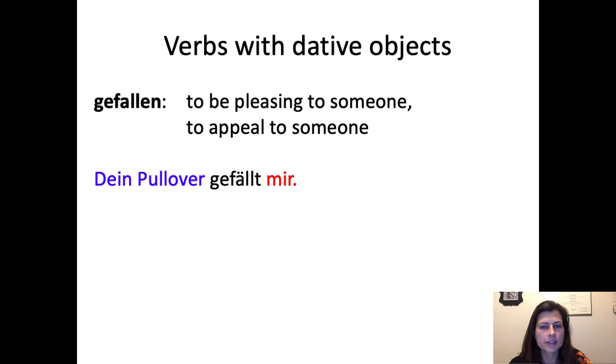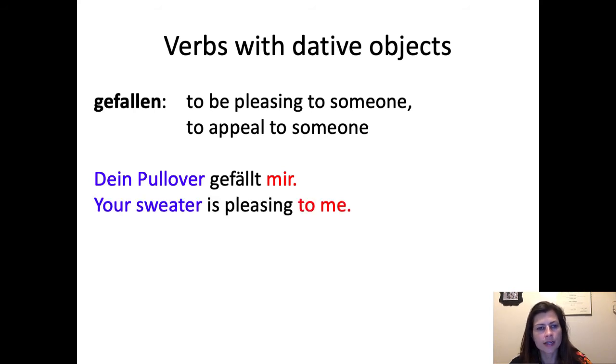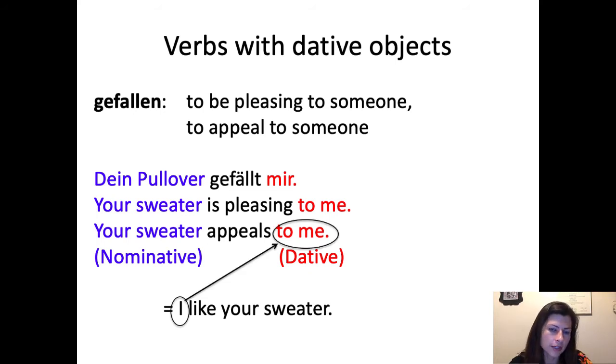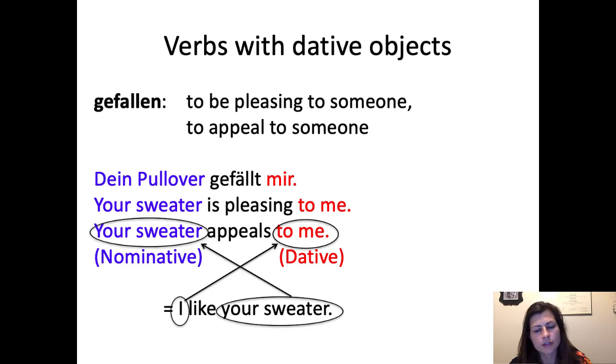And then gefallen is a pretty tricky verb. It means to be pleasing to someone, to appeal to someone, but when you translate it, sometimes you just want to say you like it, but then you have to switch the subject versus object. So, dein Pullover gefällt mir. You could translate it very literally as your sweater is pleasing to me, or maybe your sweater appeals to me. So you see that the sweater, dein Pullover, is actually the subject of the sentence, and then we've got a dative coming after it. But maybe a better translation is I like your sweater, but what's happening is you have to switch that dative over to the subject of the sentence, and then switch that subject into a direct object in English, right? So that's a pretty tricky one.